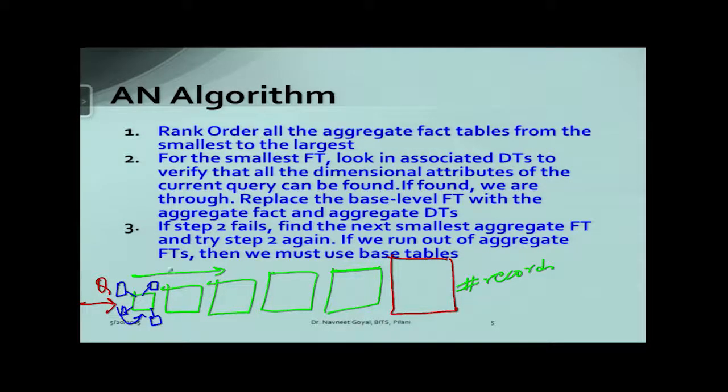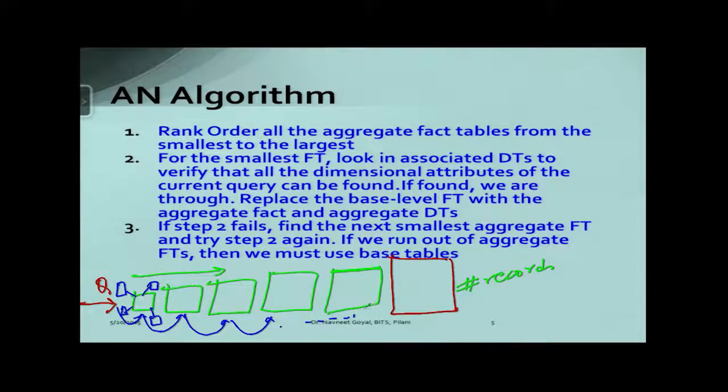So if this aggregated fact table and its associated dimensions are able to answer the query, then I'm done. If not, then what do I do? Then I move to the next smallest aggregate, and again I try the same thing, and I keep doing this, right?